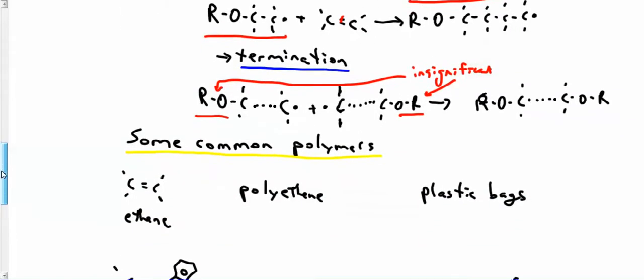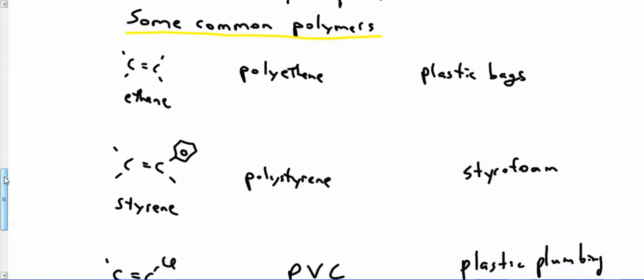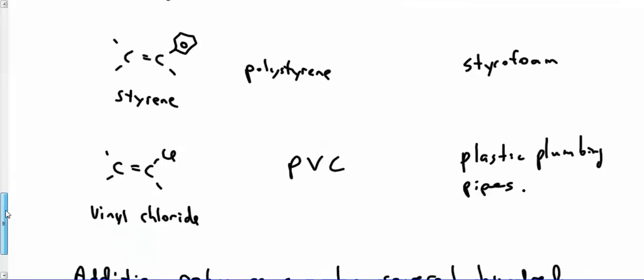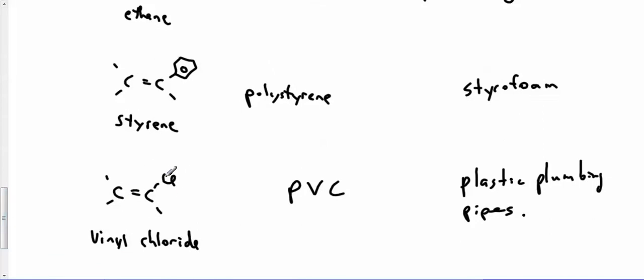Some common polymers that are addition polymers, I made a little chart here. When I have ethene as my monomer, I make polyethene, and we use that in plastic bags. If I have this molecule called styrene, that's a benzene ring here, or a phenyl group, I get something called polystyrene, and we call it Styrofoam. If I use this thing called vinyl chloride, it's a chlorine atom on ethene. When I put a bunch of these together, I get polyvinyl chloride, or PVC.